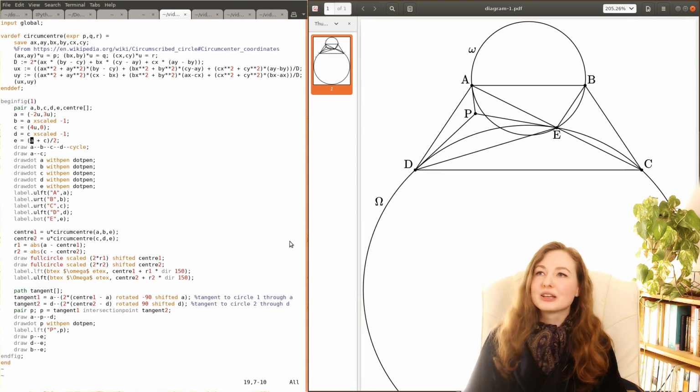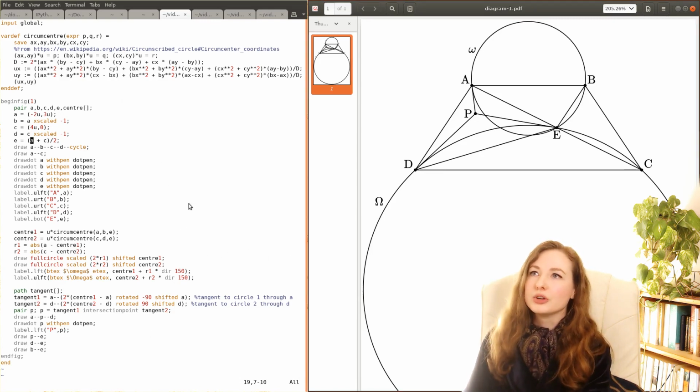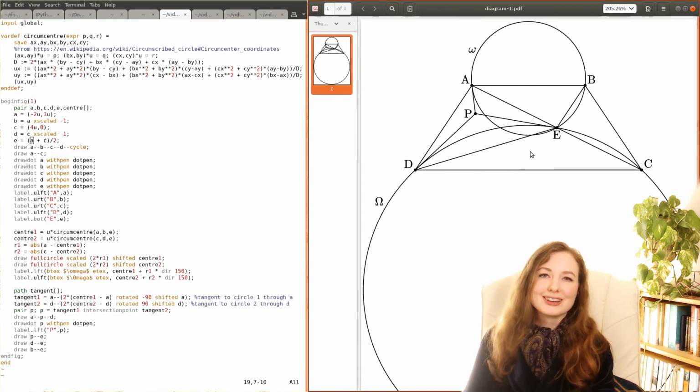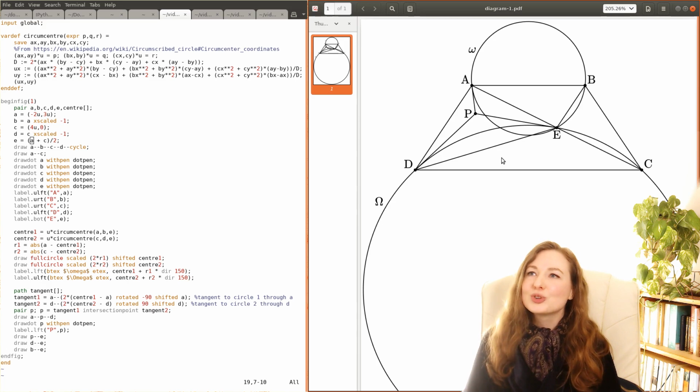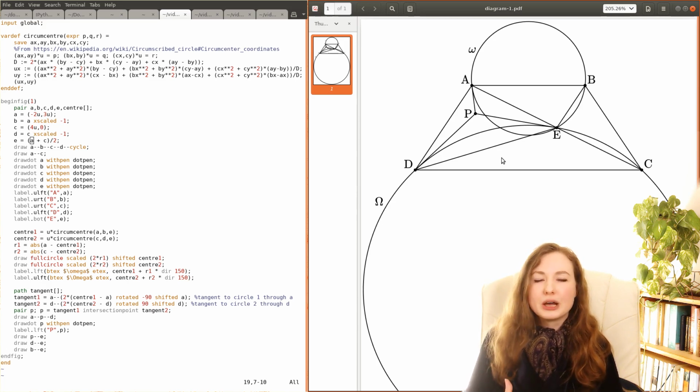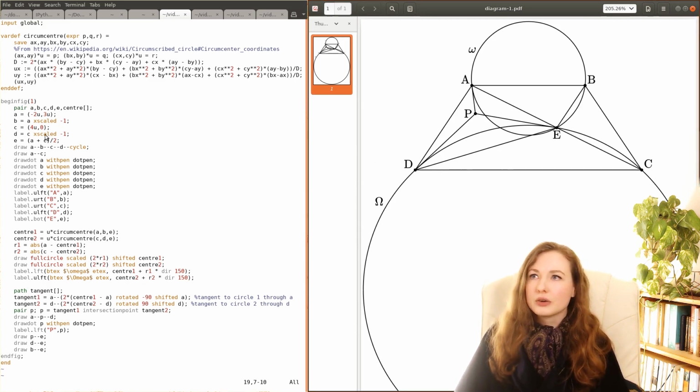So I favor MetaPost for creating diagrams, and that's what you see here. This is the MetaPost source code for creating this. And this was really useful because, first of all, the diagram's really neat. It's much easier to see things. And also I could play around with stuff like, I was wondering, for example, was it important that E is the midpoint of AC? So we could try that out now.